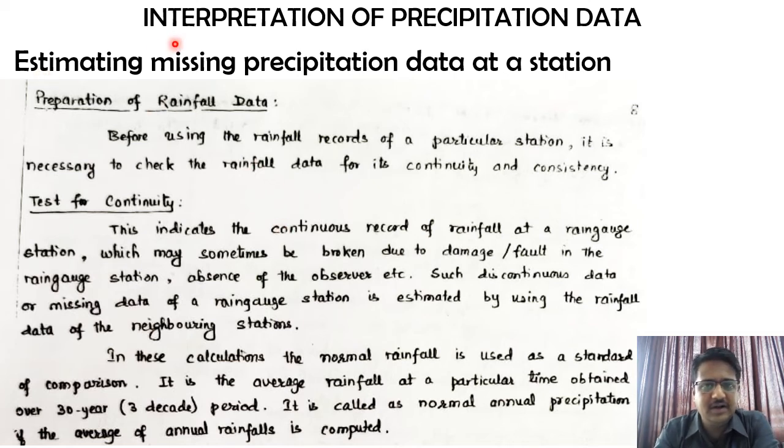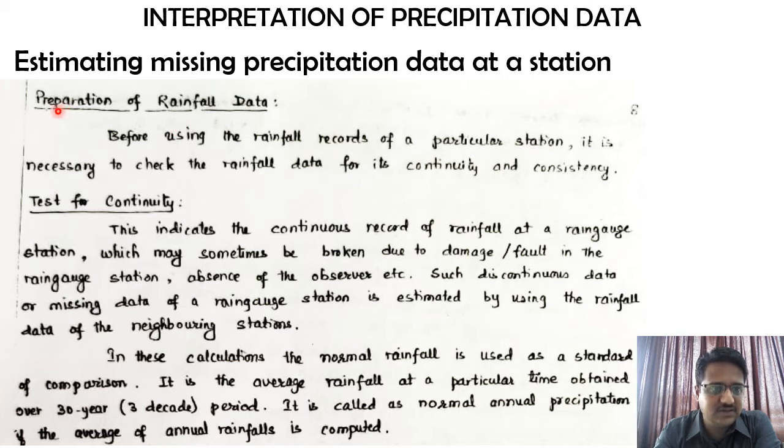So, in interpretation of precipitation data, estimation of missing precipitation data at a station will be your first part of it. Okay, so let us understand why we need to first estimate this missing precipitation, or what is the need for doing this particular step. So how we'll do it is first I'll go on reading the theoretical aspect, then we are going to have a discussion on what those particular sentences mean.